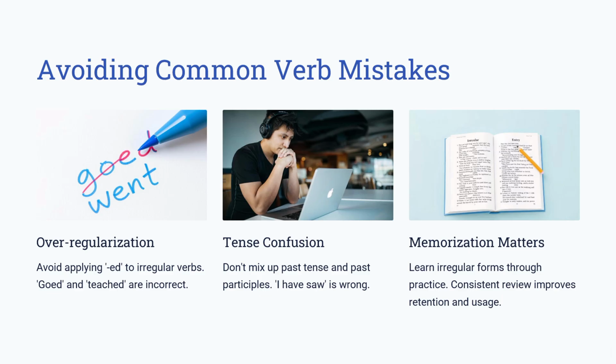Now let's look at some common mistakes with regular and irregular verbs. One common error is over-regularizing irregular verbs. For example, students sometimes write "goed" instead of went, or "teached" instead of taught. Another common mistake is confusing the past tense with the past participle form, right? For instance, saying "I have saw" instead of "I have seen." So the correct way of saying it is "I have seen," and "I have saw" is incorrect. These kinds of mistakes are easy to avoid if you're aware of them. So make sure to review your verb forms carefully.